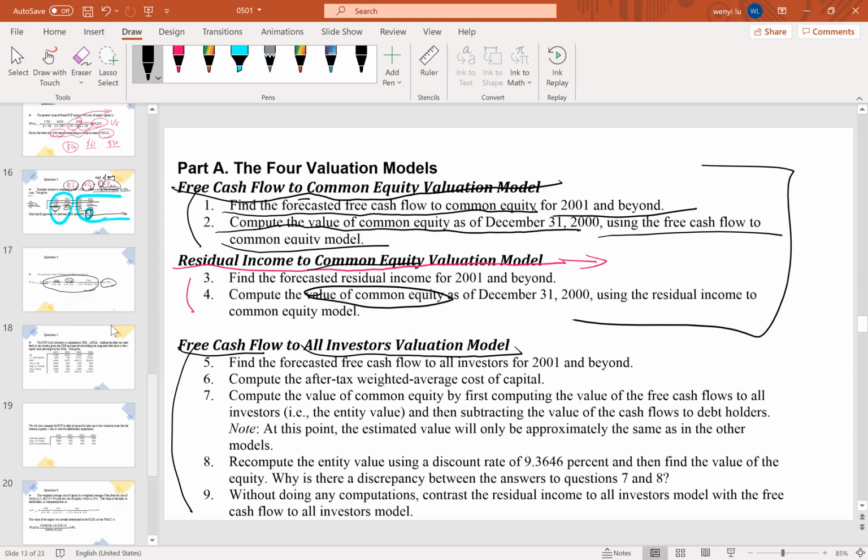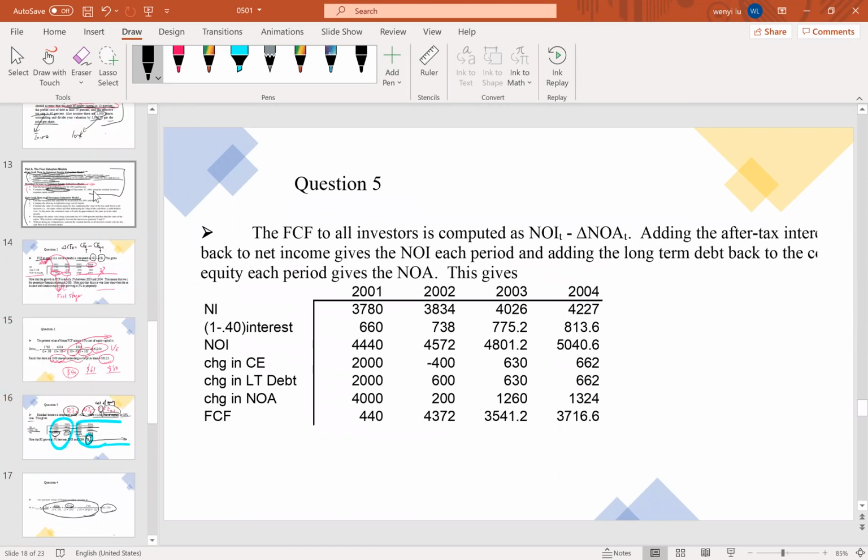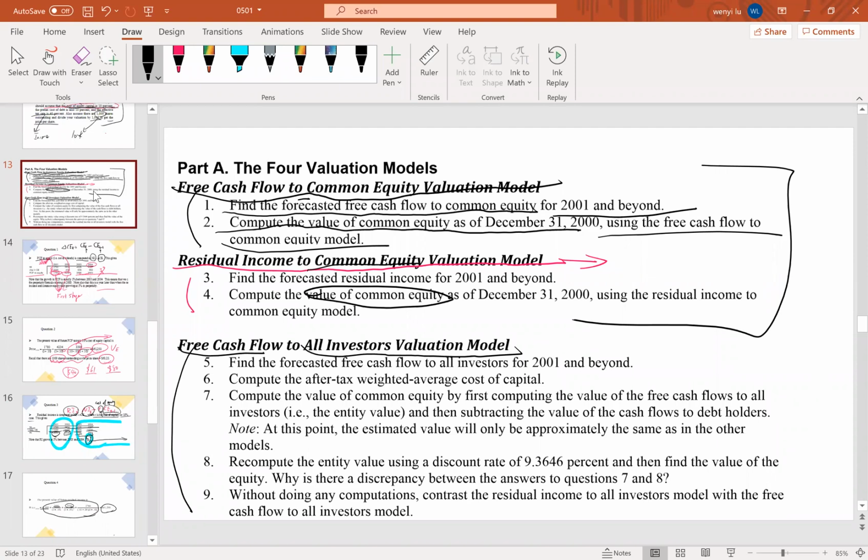So question 5. Let's see what the question is here. Question 5, we need to forecast free cash flow to all investors. This is actually the free cash flow to the firm model, which means we are also including the free cash flow to debt, for 2001 and beyond. So you will forecast the free cash flow to all investors for the future years, beyond 2000. That's the time we do the evaluations.